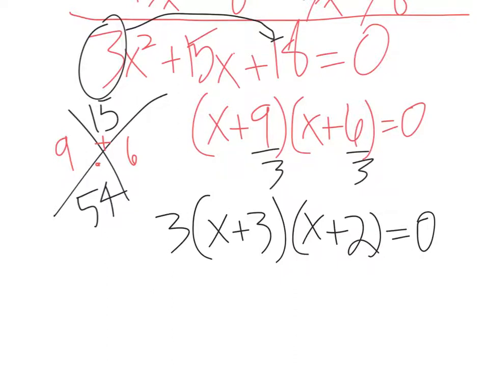So now I still have my 3, because if you think about it, if you were to FOIL this back out, you'd do x times x, x times 2, 3 times x, 3 times 2. You'd never get a 3x squared. But when you just throw a 3 in front, you will now have a 3x squared. And then you'll also get back to these values here.